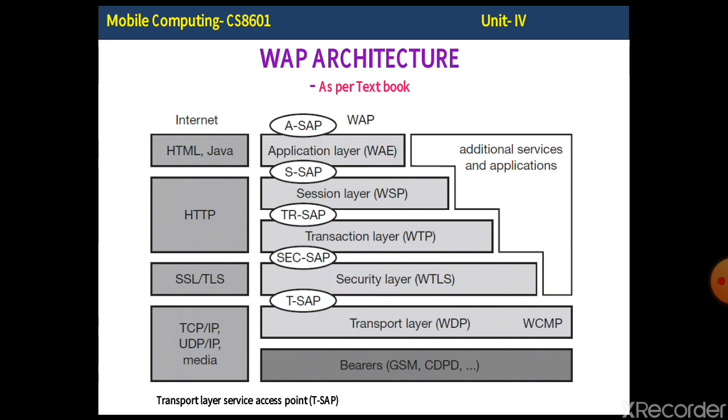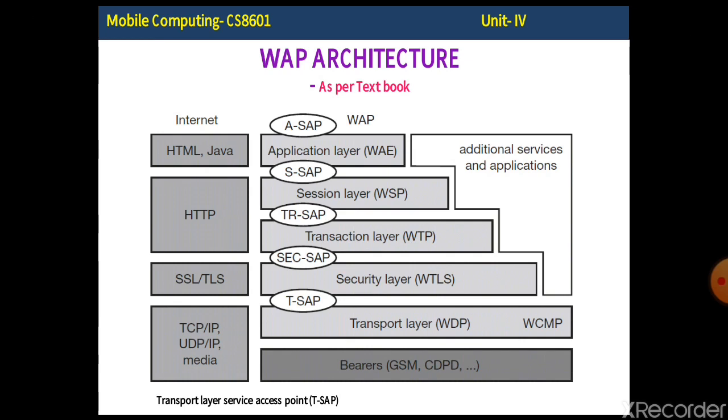Wireless control messaging protocol is used for efficient error handling mechanisms such as a packet mismatch, packet loss, any networking errors during transmission, parameter incompatibility. Such issues will be handled by wireless control messaging protocol.